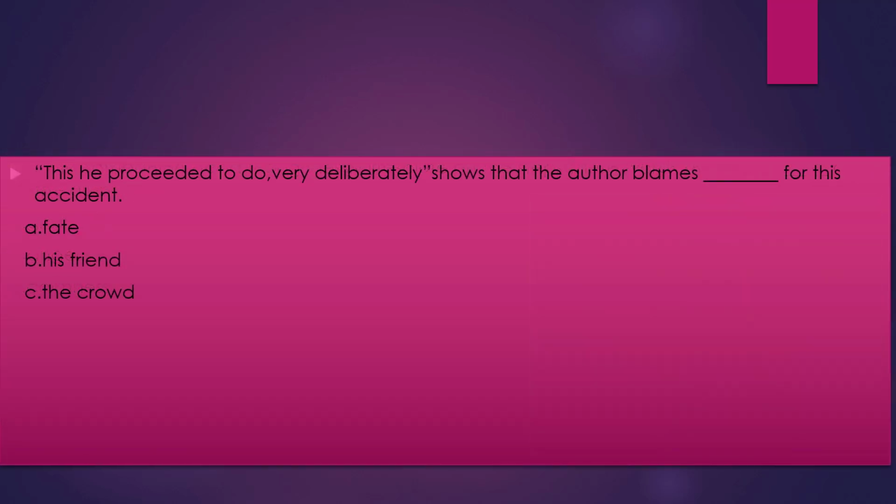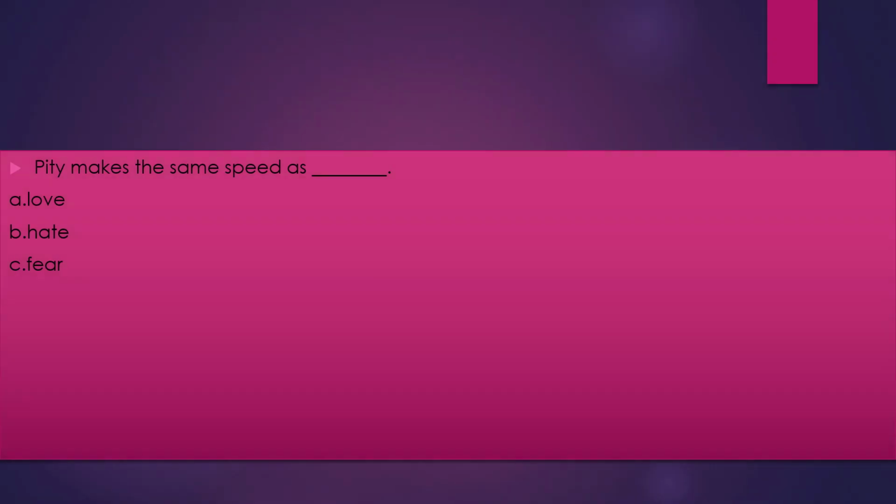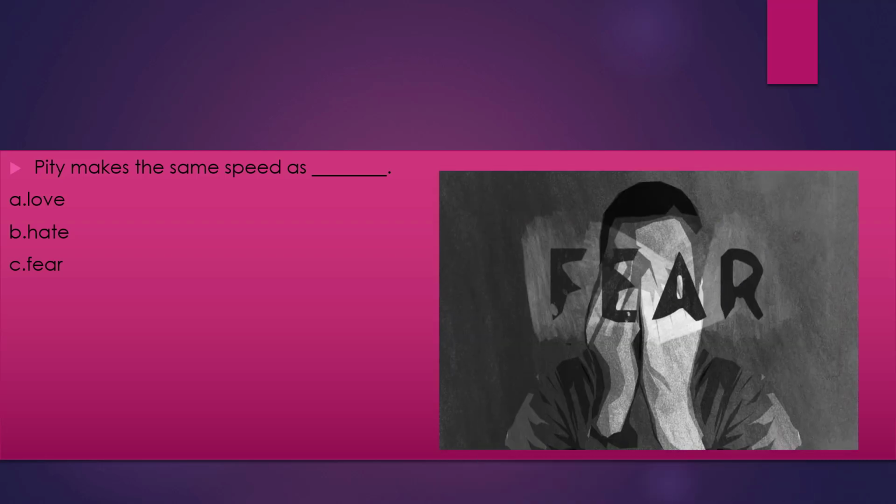This he proceeded to do very deliberately, shows that the author blames Dash for this accident. Option A, fate. Option B, his friend. Option C, the crowd. So, what did the author blame for the accident? Yes, you're right. He blamed his friend. Let's move forward. Pity makes the same speed as option A, love, option B, hate, and option C, fear. And the right answer is, you're right, it's fear.